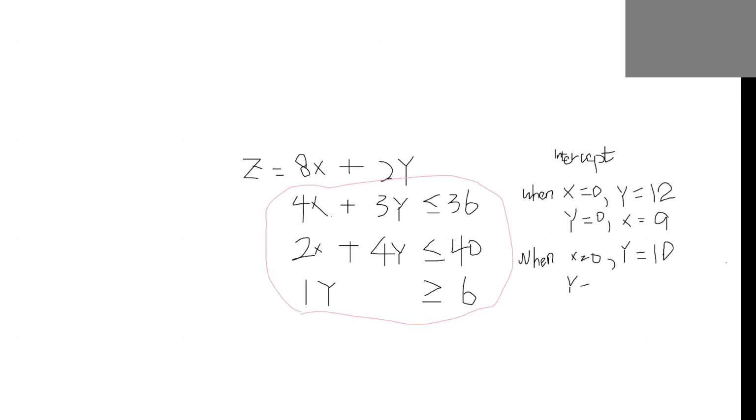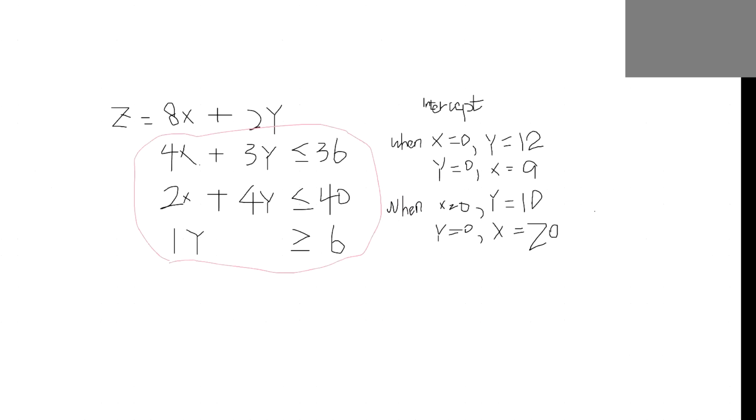Similarly, when y is 0, then x equals, if y is 0, 2x is 40. Therefore, x is equal to 20. That's right. And here, y is 6, regardless of x. So that's a 6. You see that? So for the third one, y is 6, regardless of x value.